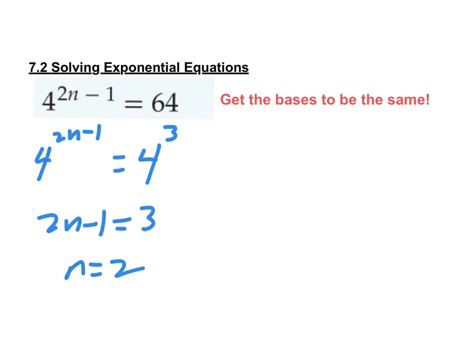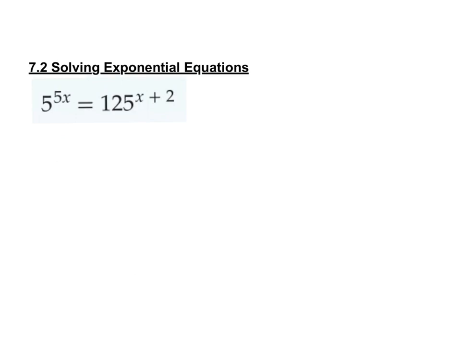Sometimes you're going to want to change both bases when you can't get it to be the same. You could have made this 2 to the second and then made this 2 to the sixth. It would still work out. I want to show you what happens when we have exponents on both sides. Let's look at the next example.